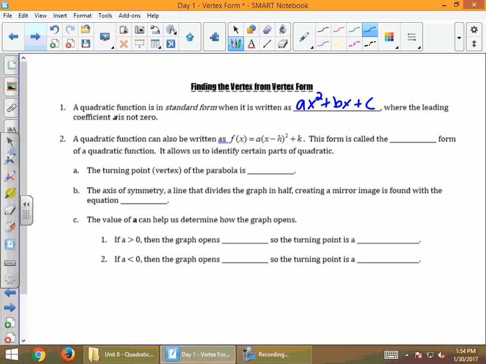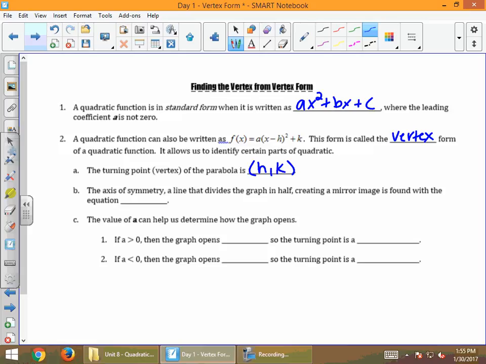Okay? And it's written like this. The number a, sometimes, and then x minus h squared plus k. Again, this is called vertex form. It allows us to identify parts of a quadratic much easier, quicker. The turning point, which is also known as the vertex of a parabola, written in vertex form, is just h, k.